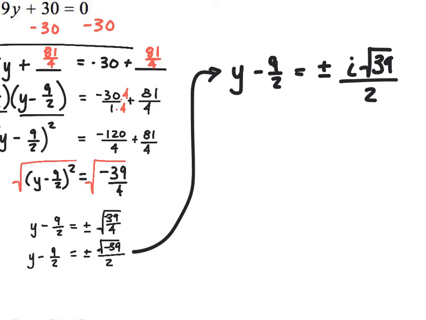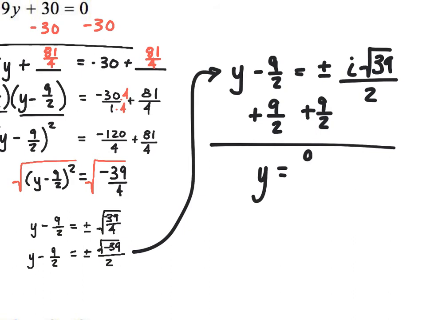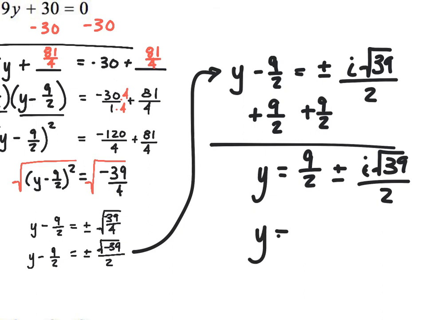Now, in order to solve for y, I'm going to add 9 halves to both sides. So I end up getting that y is equal to 9 halves plus or minus i times the square root of 39 over 2. Because both of these have a common denominator, that's nice. That's why I said this is a nice problem. I can put that all over 2. So I get the answer of 9 plus or minus i times the square root of 39, all over 2.